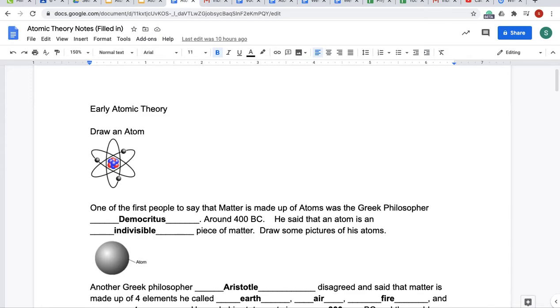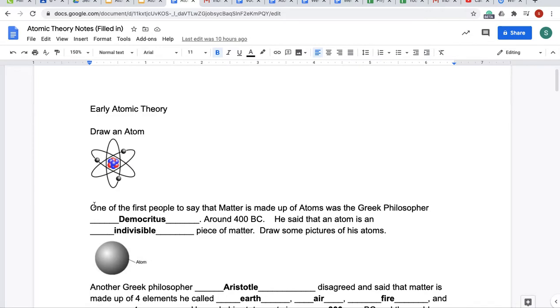As you can see, the first thing you were required to do in these filled-in notes was to draw an atom. And the atom could have looked like anything. It could have looked like any model that has been around. So this model right here, or this drawing of the atom, was one that I found online. But basically, this is more of a later model, but not the latest. So let's start at the beginning.